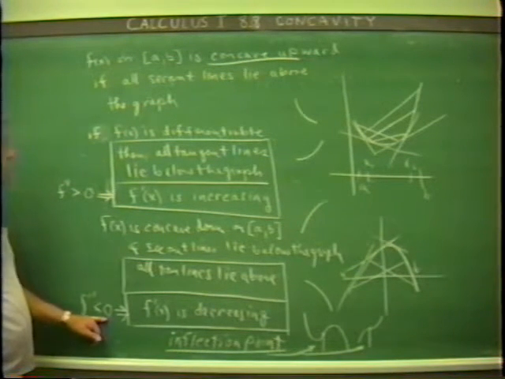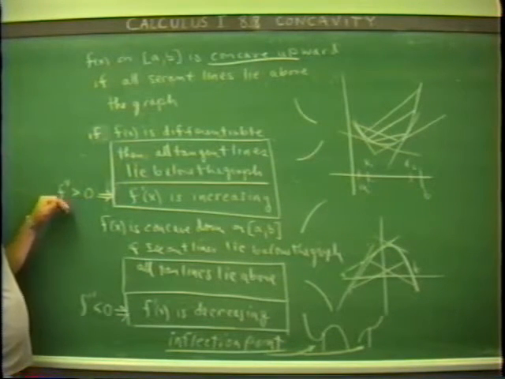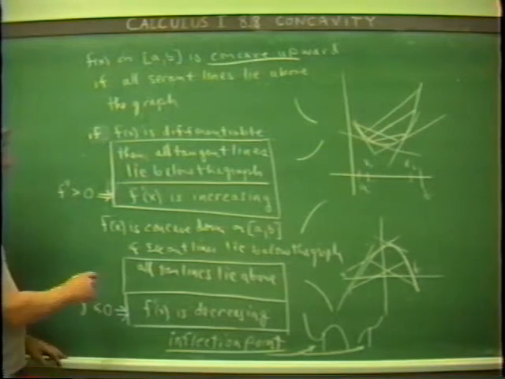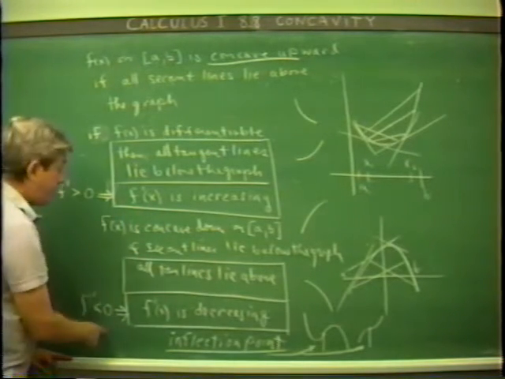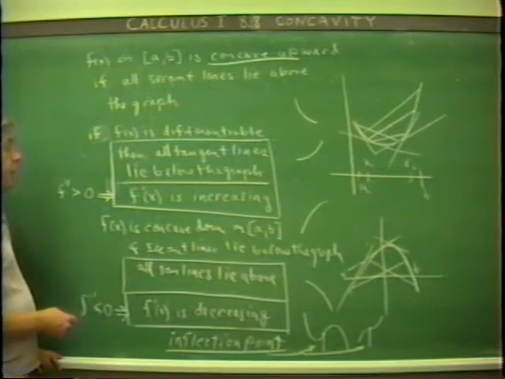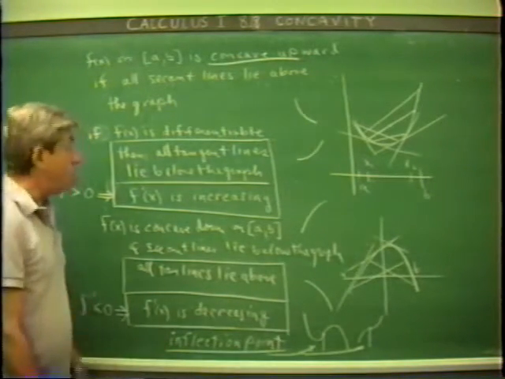The place to look for inflection points are places where the second derivative is equal to 0. And to check then whether or not the second derivative is positive on the right of the point and negative on the left, in which case you will have an inflection point, or vice versa.